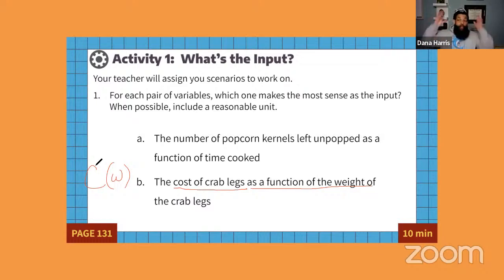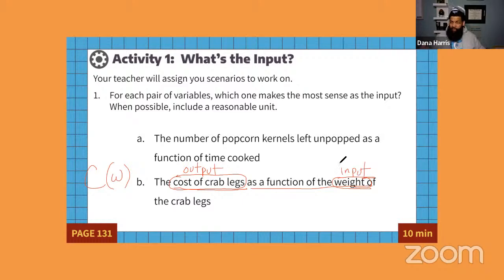Okay, now, if you're a seafood lover like I am, you know the more seafood that you order, typically seafood is purchased by the pound. So the cost is determined by the weight. Okay, so here the cost of the crab legs is going to be our output, and the weight of the crab legs is our input.